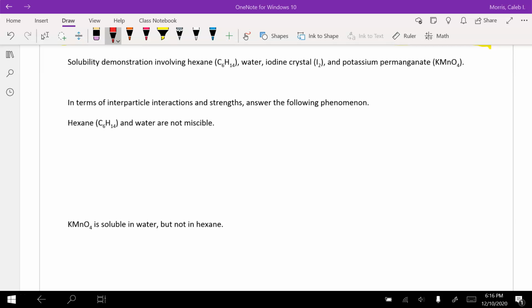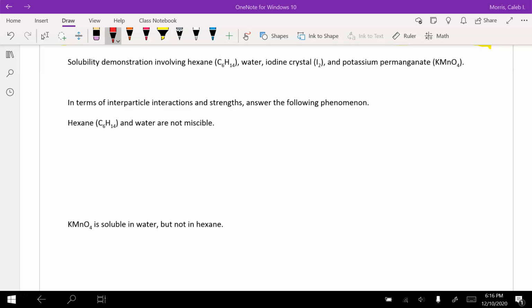All right, so we can determine from a demonstration with hexane, water, iodine crystals, and potassium permanganate a few things. In terms of interparticle interactions and strengths, we want to answer some questions about it. We can see that hexane and water are not miscible. We want to know why. How can we explain that in terms of their interparticle interactions and strengths?